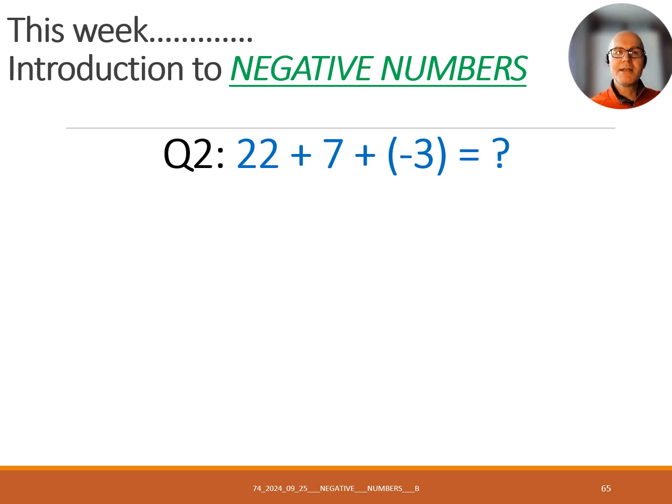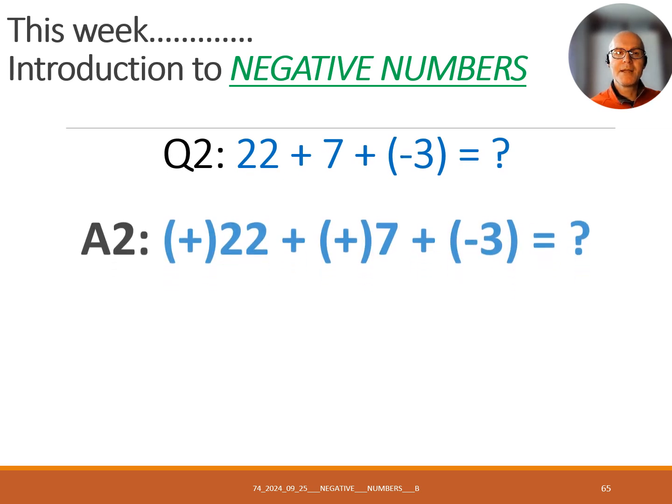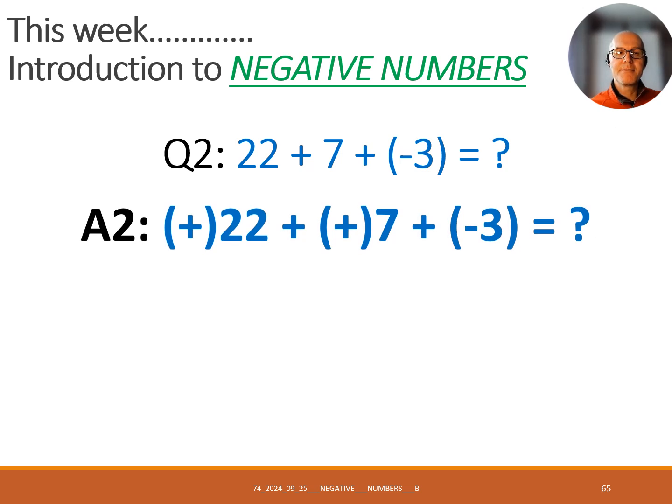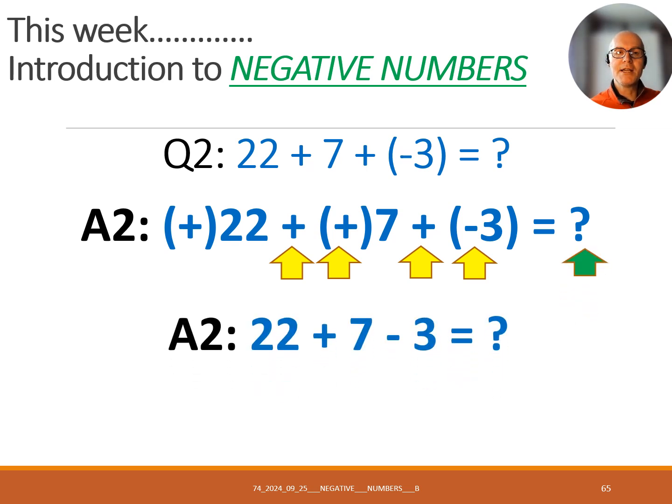Question 2. 22 plus 7 plus negative 3. Let's put the positive signs in. We're starting with adding a positive, so that's going to stay as add. Then we're adding a negative. So adding a negative changes to subtracting. So we rewrite the formula. We've got 22 plus 7 subtract 3. BODMAS, 22 plus 7 is 29, minus the 3 is 26. 22 plus 7 plus negative 3 is 26.